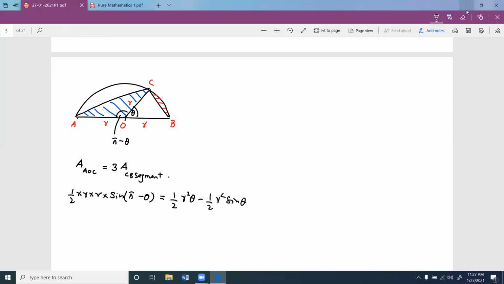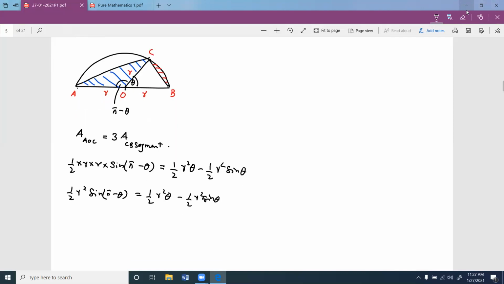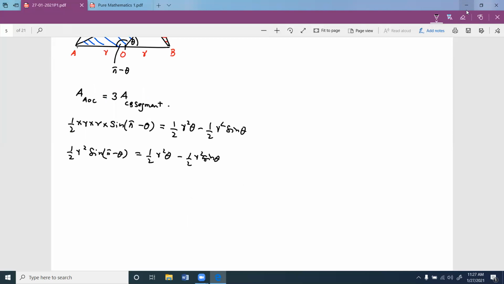Then we know that half r squared sine pi minus theta is equal to half r squared theta minus half r squared sine theta. In the question, all the terms contain half r squared, so you can cancel them. They mentioned this is 3 times of this, so I just missed that 3 here. Therefore, half r squared gets cancelled, giving 3 theta minus 3 sine theta.